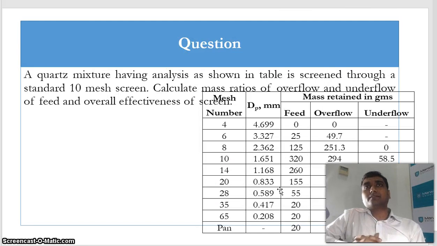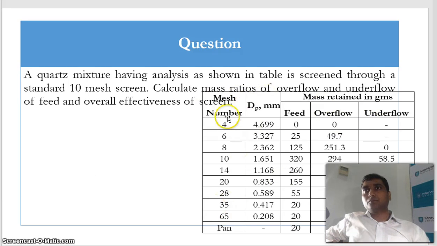The question is: a quartz mixture having the analysis given in the table is screened through a standard 10 mesh screen. Please do remember the value is given as standard 10 mesh screen. So what we have to do is calculate the mass ratios of overflow and underflow to feed, and the overall effectiveness of the screen. This is the given data.